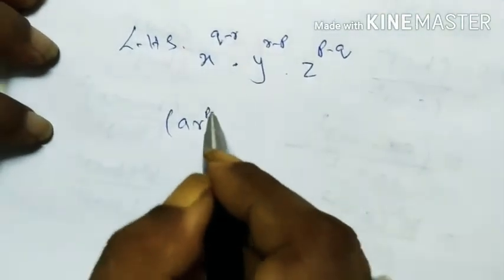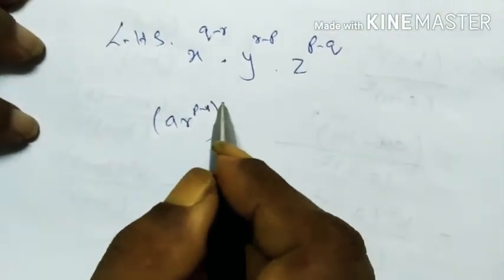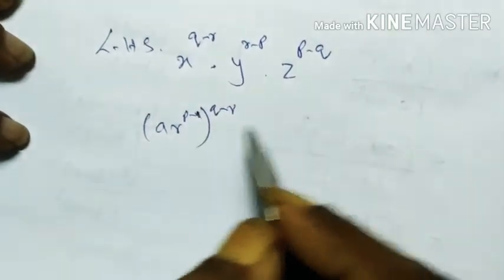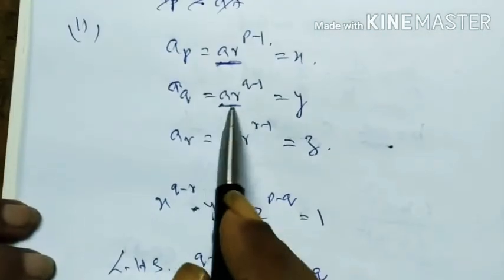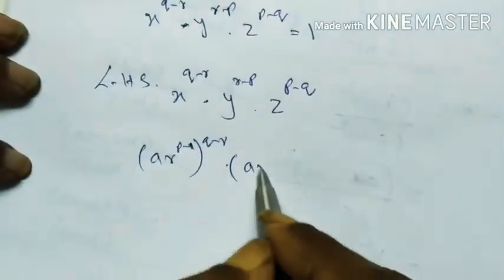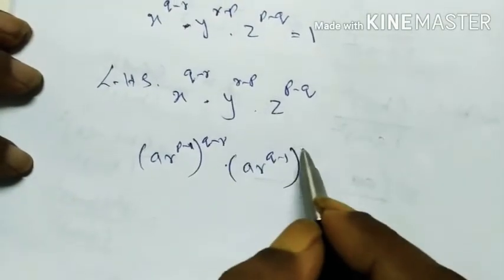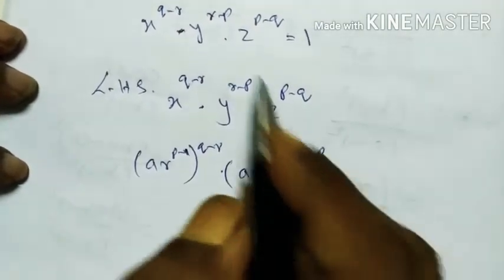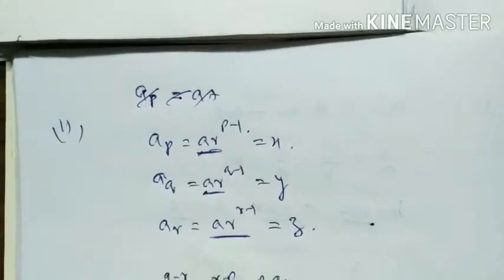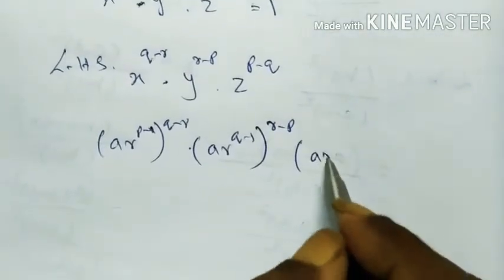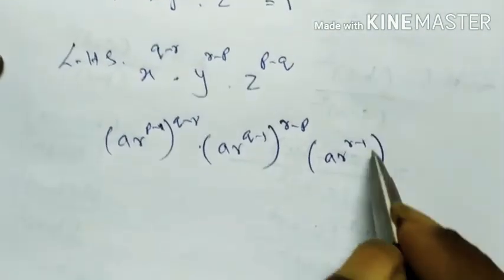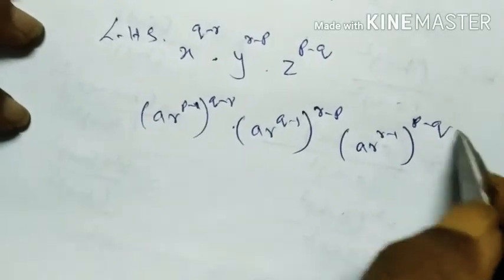Now I will put the value of x. Your value of x is this. So a r to the power of p minus 1, to the power q minus r. Now the value of y is this. So a r to the power of q minus 1, to the whole power r minus p, and the value of z is this one. So a r to the power of r minus 1, to the power p minus q.